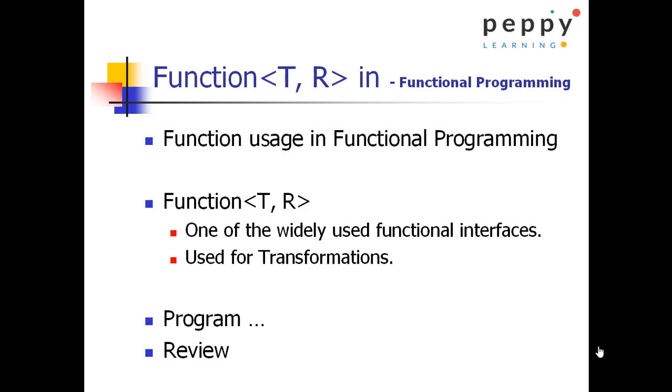In this video, you're going to learn about one of the built-in functional interfaces named Function, and its uses in functional programming. Function is one of the core built-in functional interfaces in Java 8. Function accepts a parameter and returns a value. Function is one of the widely used functional interfaces. Function is used for transformations. Let us see a program and review it again.